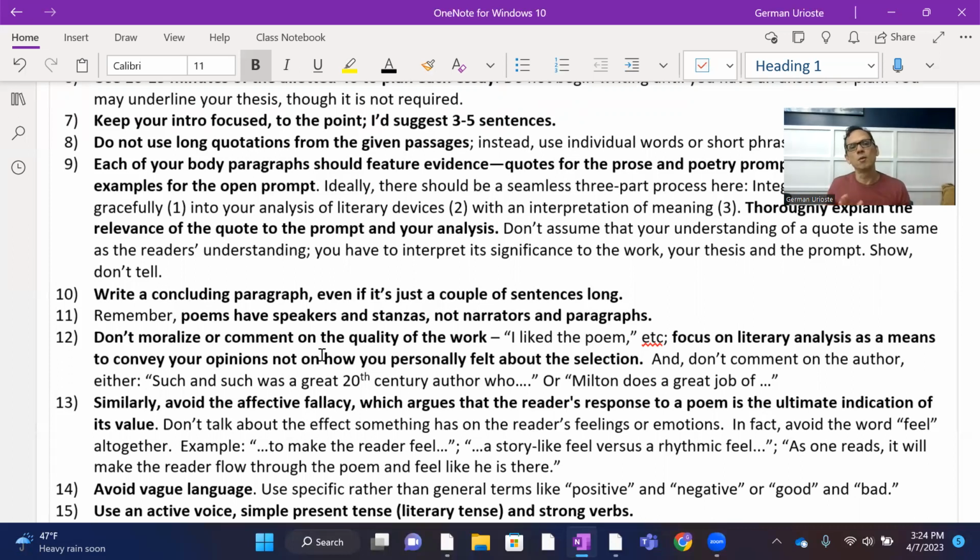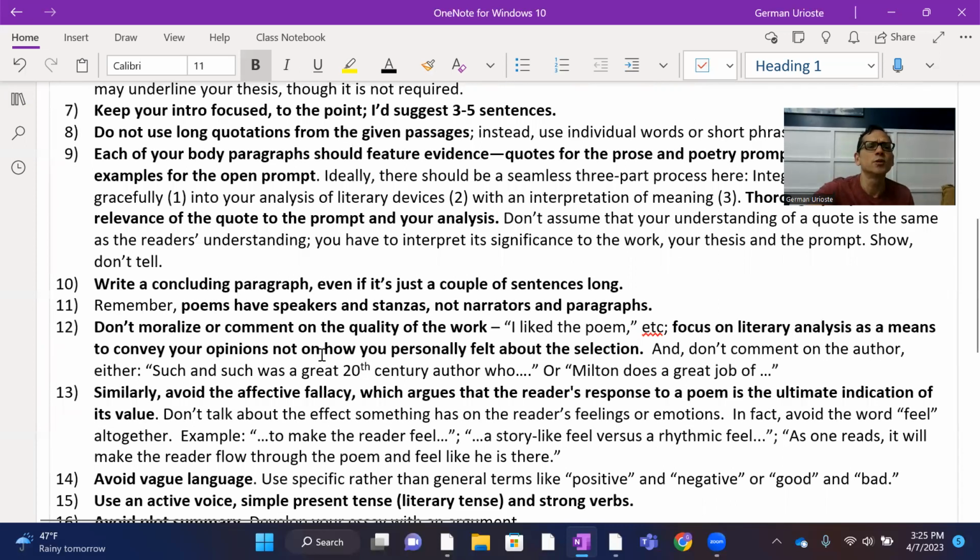Number 11, remember that when you're dealing with poems, poems have speakers and stanzas. They don't have narrators and paragraphs. So don't refer to the narrator of a poem. It's the speaker of a poem, right? Or you can just use the poet's name if you want to. Don't talk about paragraph 2 in the poem. It's stanza 2, right?